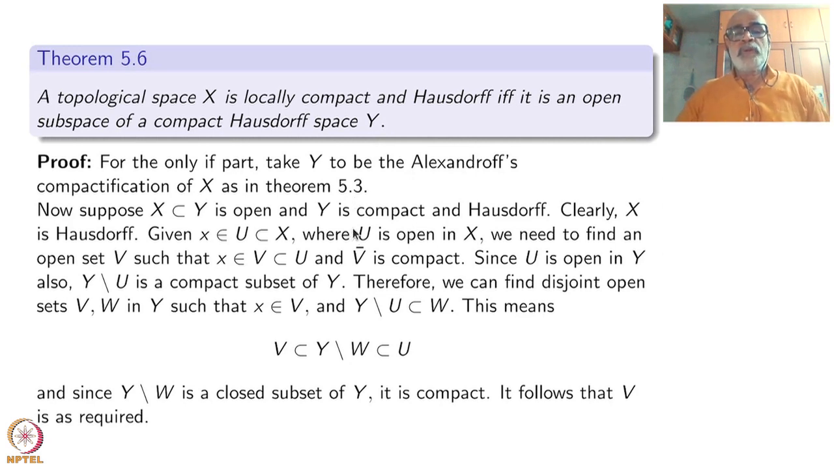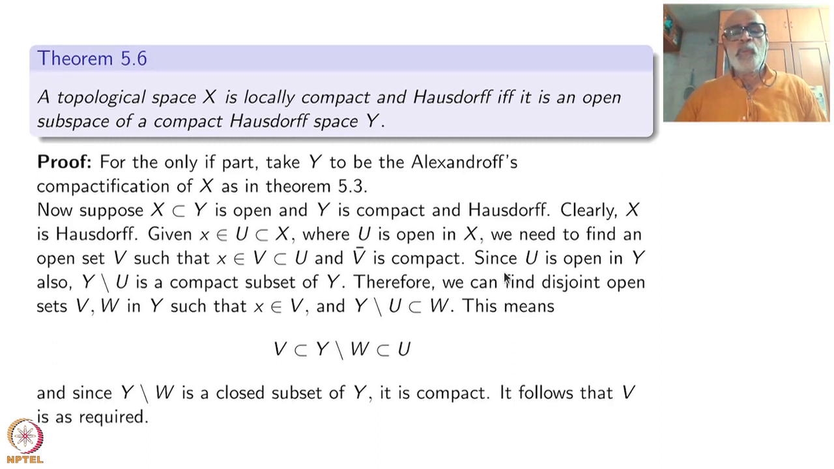Now let us come to the converse part, the if part. Suppose X contained in Y is open and Y is compact and Hausdorff. Clearly X is Hausdorff. Every subspace of a Hausdorff space is Hausdorff. So we are only left with proving local compactness. So given x belonging to U, U open in X, we need to find an open subset V such that x is inside V, V contained inside V bar also contained inside U, and V bar compact.